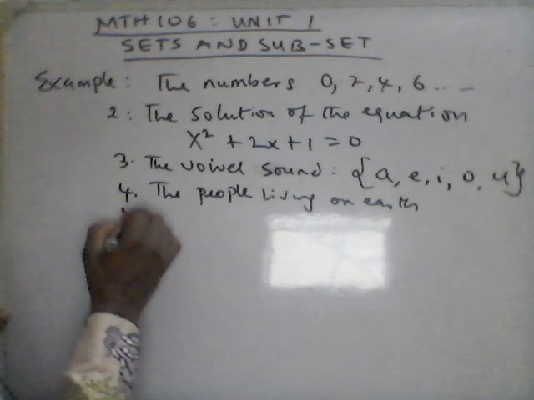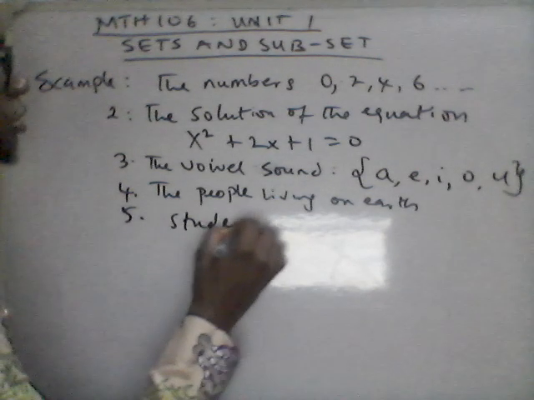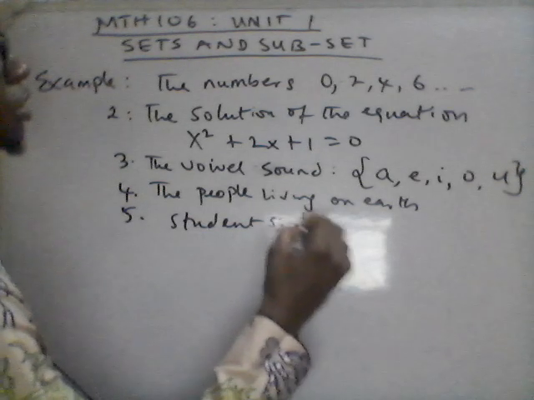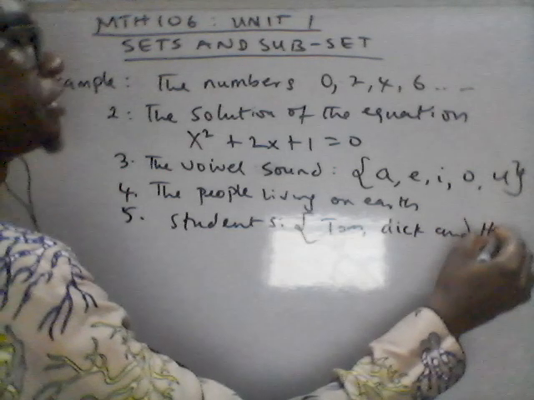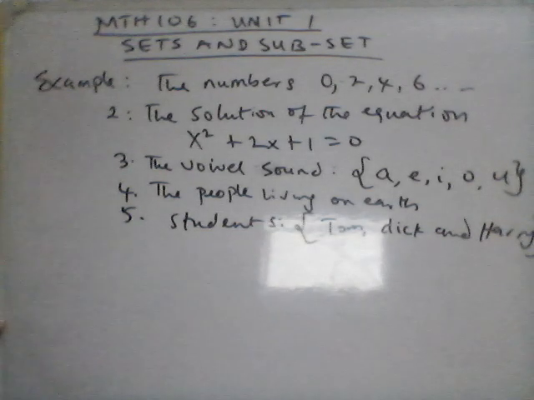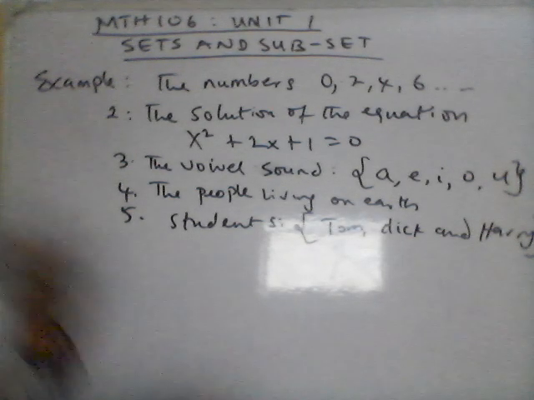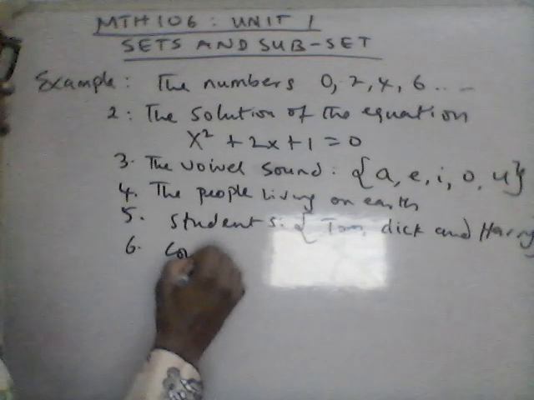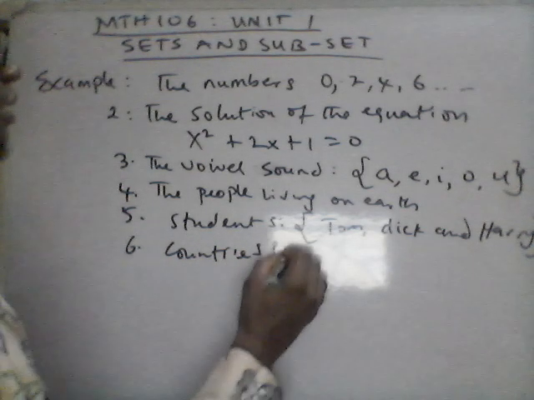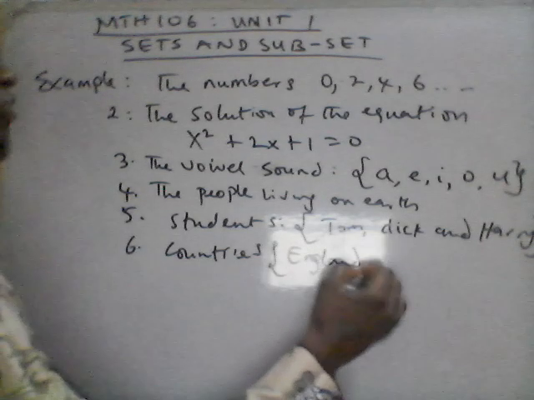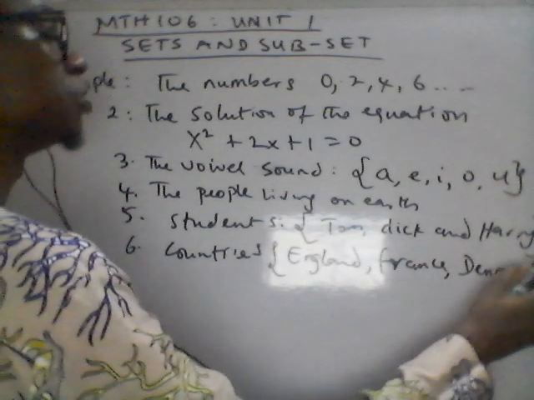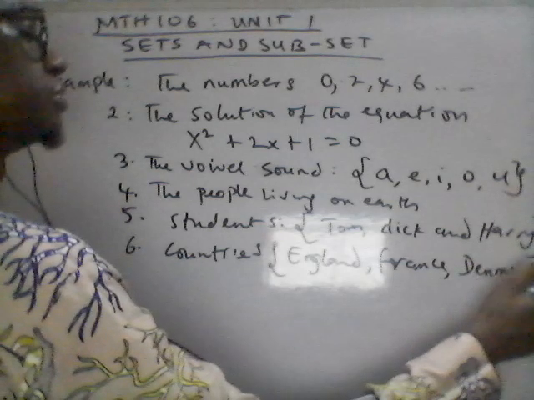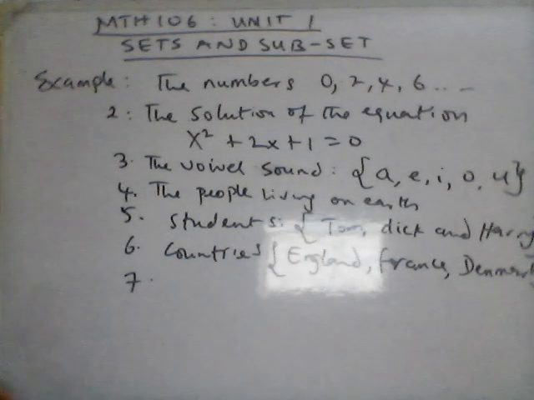Okay, I can say a set of students named Tom, Dick, and Harry. So these are 3 elements inside the set. So countries like England, France, and Denmark is another example. Note that these countries are in Europe. So you see that there's something similar to this collection of items.